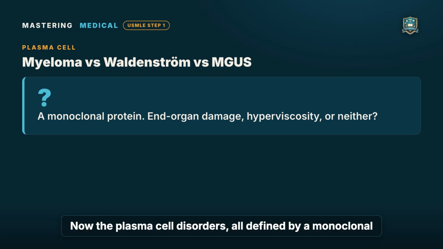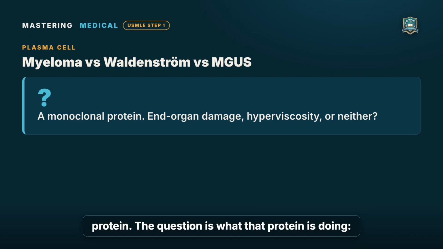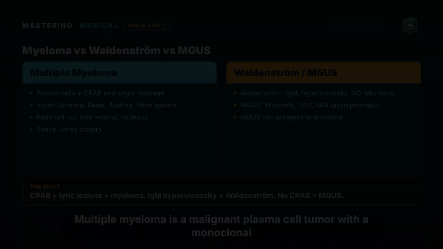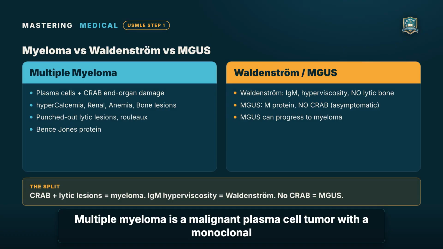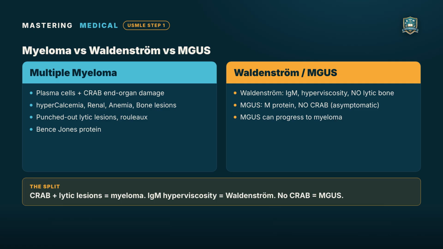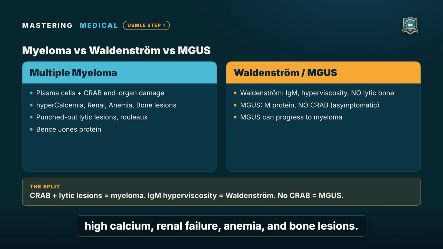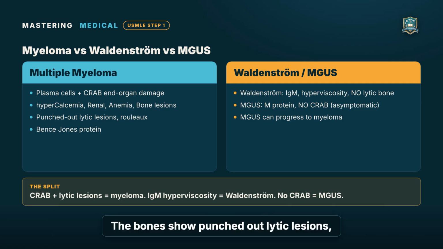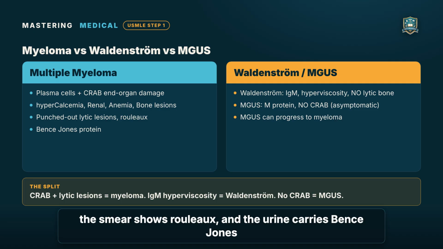Now the plasma cell disorders, all defined by a monoclonal protein. The question is what that protein is doing: causing end organ damage, thickening the blood, or nothing at all. Multiple myeloma is a malignant plasma cell tumor with a monoclonal protein, plus end organ damage, captured by the mnemonic CRAB: high calcium, renal failure, anemia, and bone lesions. The bones show punched out lytic lesions, the smear shows rouleaux, and the urine carries Bence-Jones light chains.